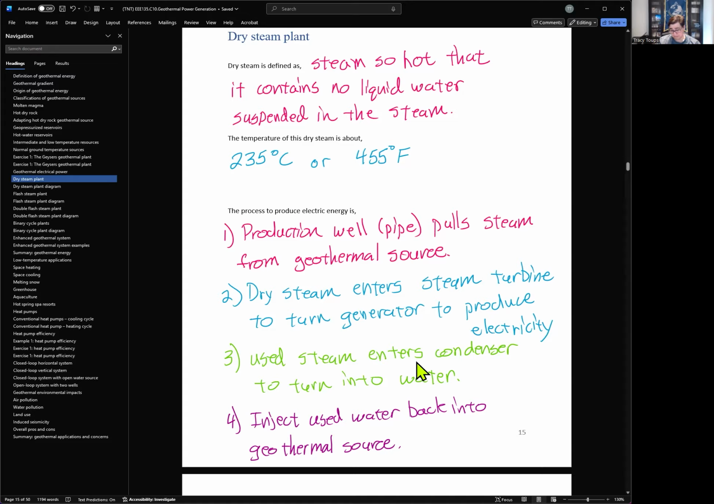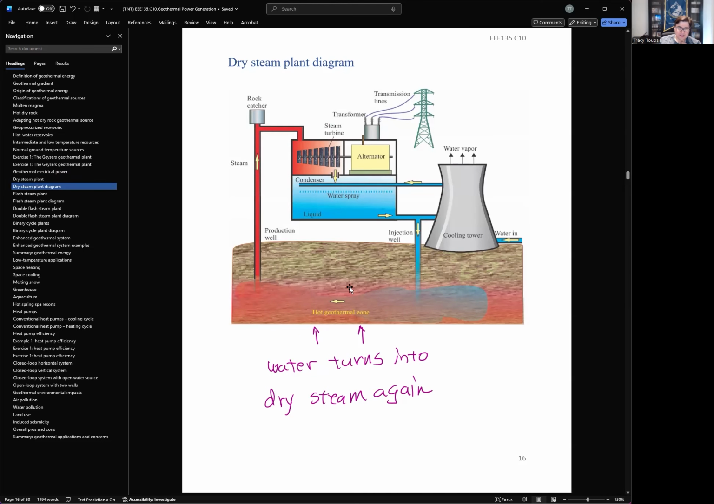Okay, so here's a diagram to show you. You've got your hot geothermal site. This is where the water is. Notice the water will flow across, and it will turn into dry steam because the temperature is so high. And the steam will pop out of the production well. It pops out pretty fast.